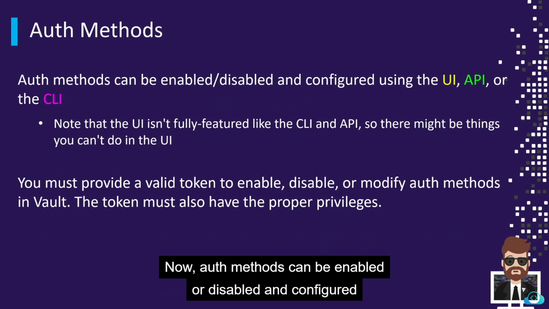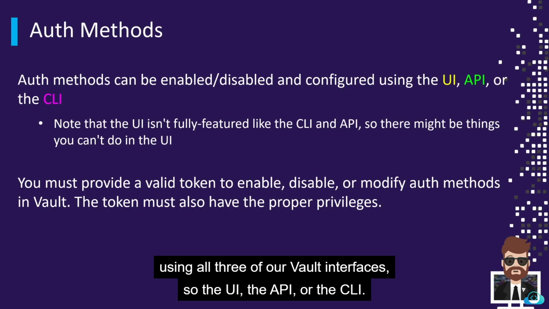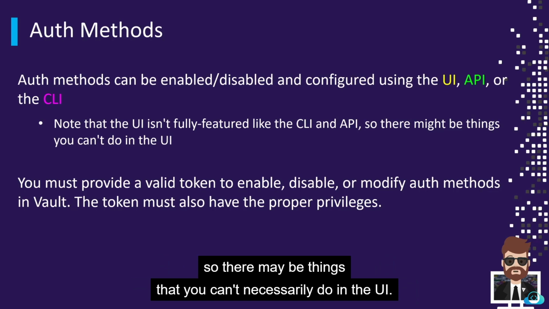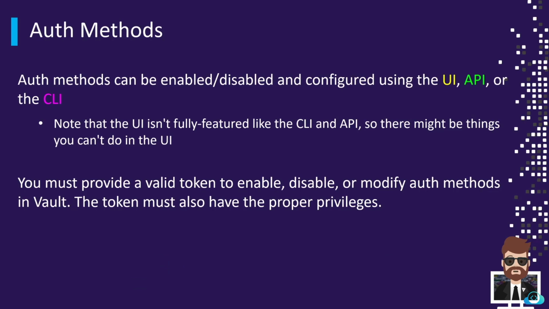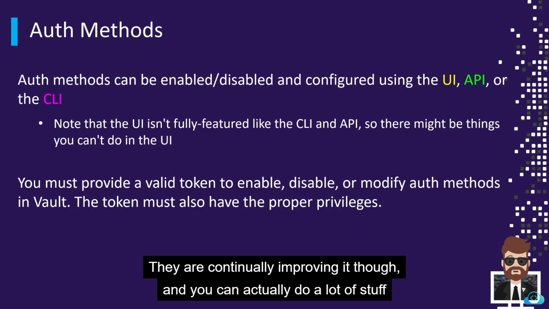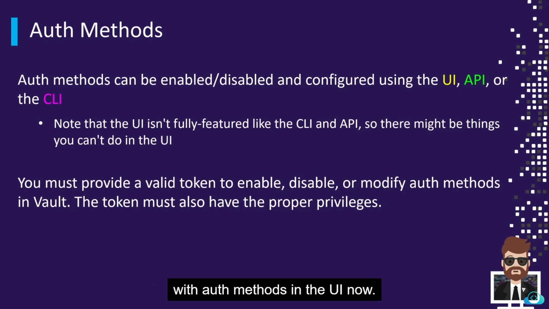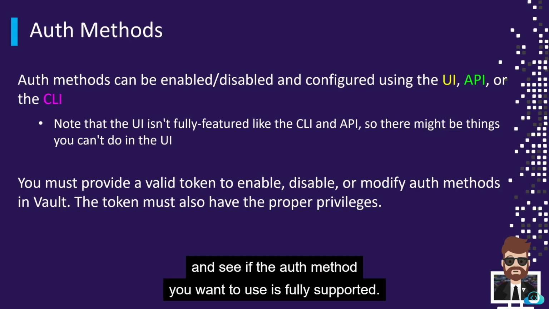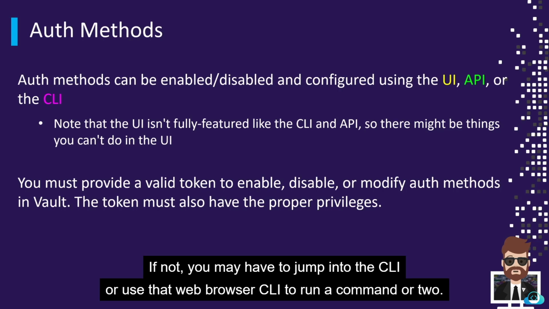Now, auth methods can be enabled or disabled and configured using all three of our Vault interfaces. So the UI, the API, or the CLI. Now, one thing to note is that the UI isn't really fully featured like the CLI and API, so there may be things that you can't necessarily do in the UI. They are continually improving it though, and you can actually do a lot of stuff with auth methods in the UI now. So if you are used to using the user interface, go ahead and check that out. See if the auth method that you want to use is fully supported. If not, you may have to jump into the CLI or use that web browser CLI to run a command or two.